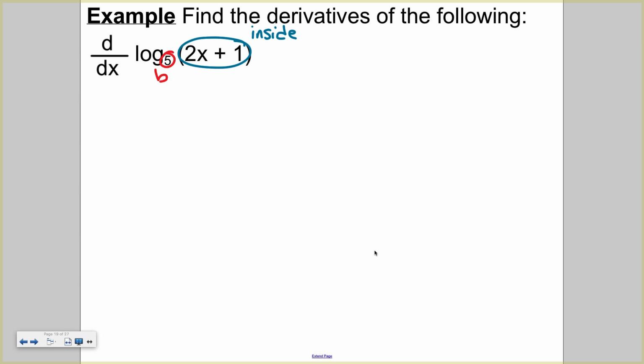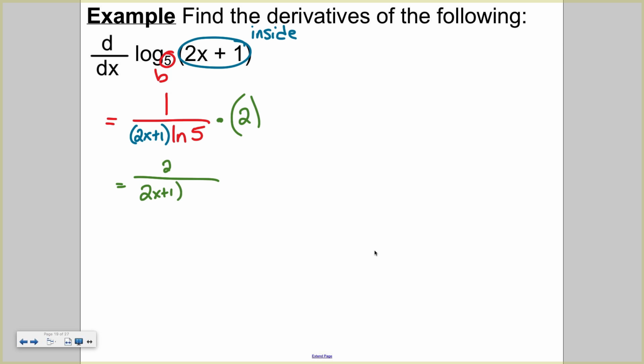When we take the derivative of this, we are going to get 1 over, and then x was the inside function, so it's going to be 2x plus 1, and then times ln of our b value, which is 5. But since our inside function is not x, it is 2x plus 1, that means we have a composite function, which means we need to multiply by the derivative of the inside. Our inside here is 2x plus 1, so the derivative of that is just going to be 2. So when we simplify down, we are going to get 2 all over 2x plus 1 times ln of 5.